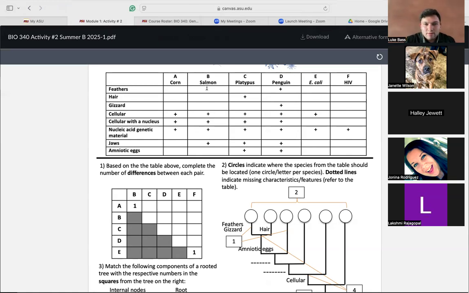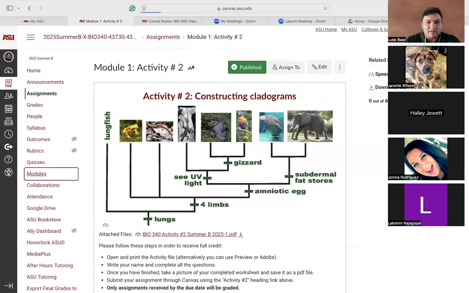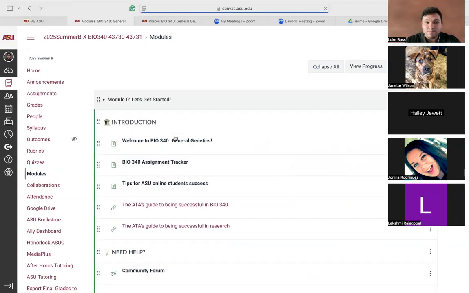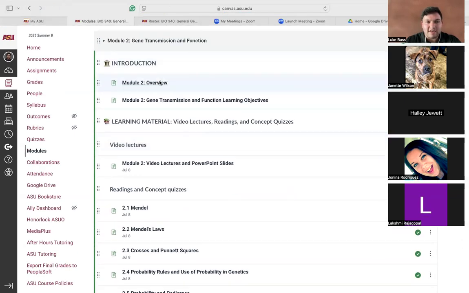I have a question on Mendel's laws, the concept quizzes. I don't know if they are jumbled up from your end, but it's problems 5 and 6. That's where I have some doubts. Gotcha. So you said quizzes 5 and 6 for Mendel's laws, on module 2. Yeah, module 2. Perfect. I'll go over there and then I'll answer the questions in the chat after this.